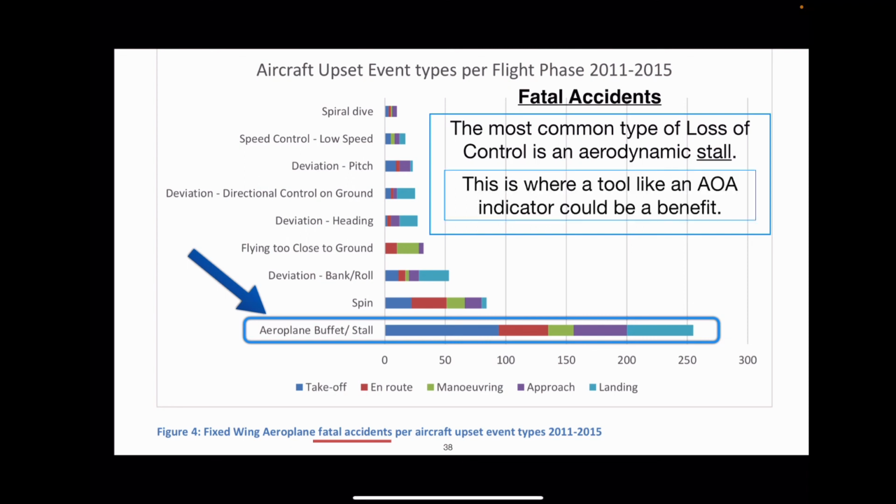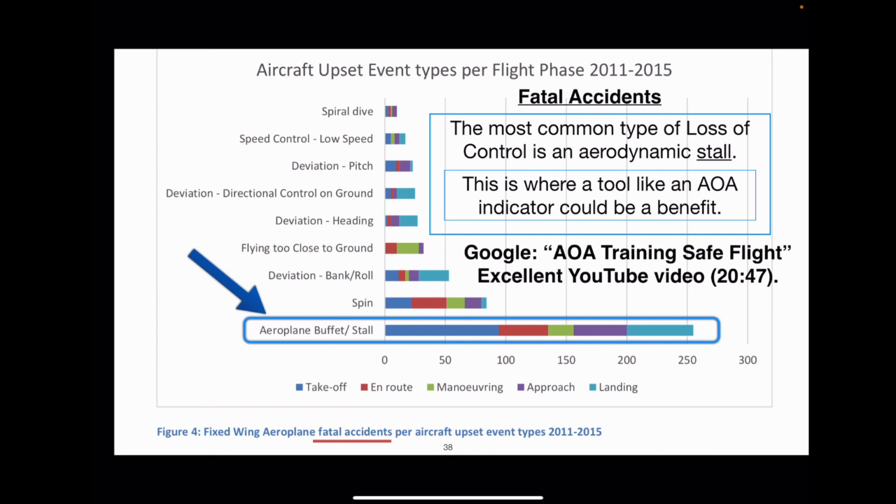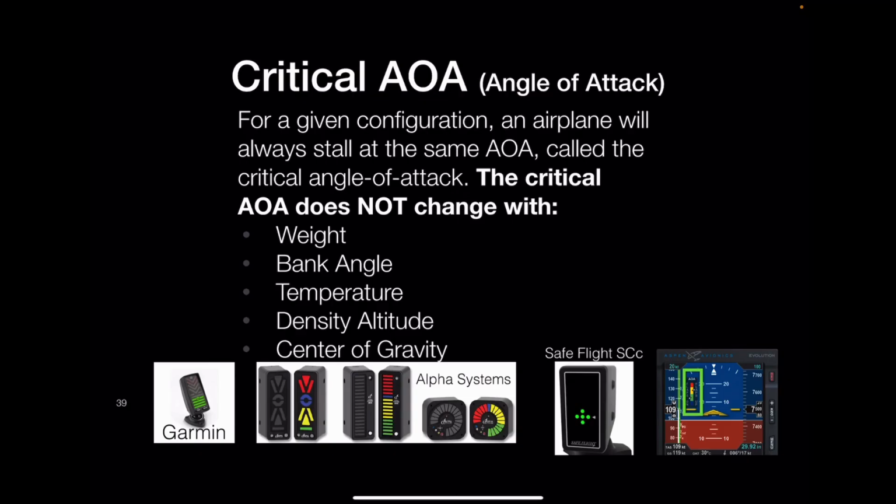Now this is where a tool like an angle of attack indicator could be a benefit. And while I haven't talked about angle of attack indicators, these can be useful to help prevent inadvertent stalls, and they can also help with other things like short field landings and the impossible turn. Now this is an excellent video on angle of attack from one of the angle of attack vendors and how to use it in flight. Now, for a given configuration, the airplane's always going to stall at the same angle of attack. And that angle of attack does not change with any of those factors you see there.